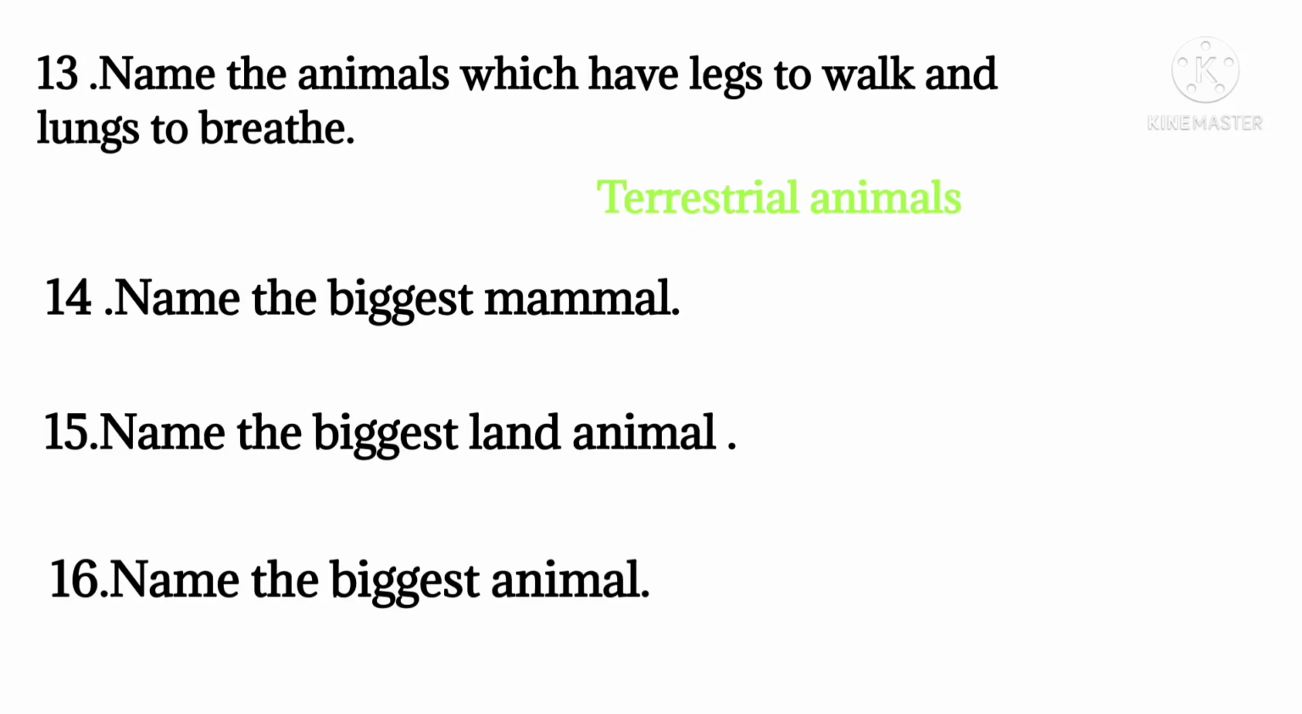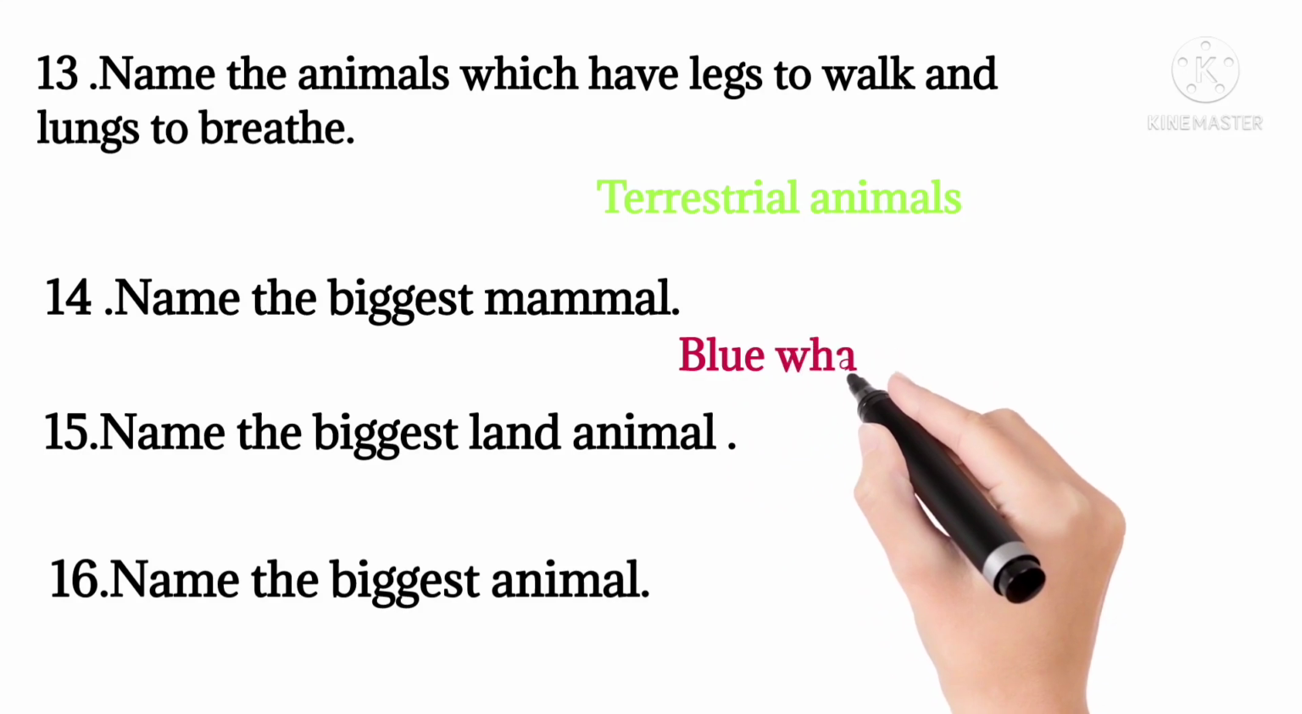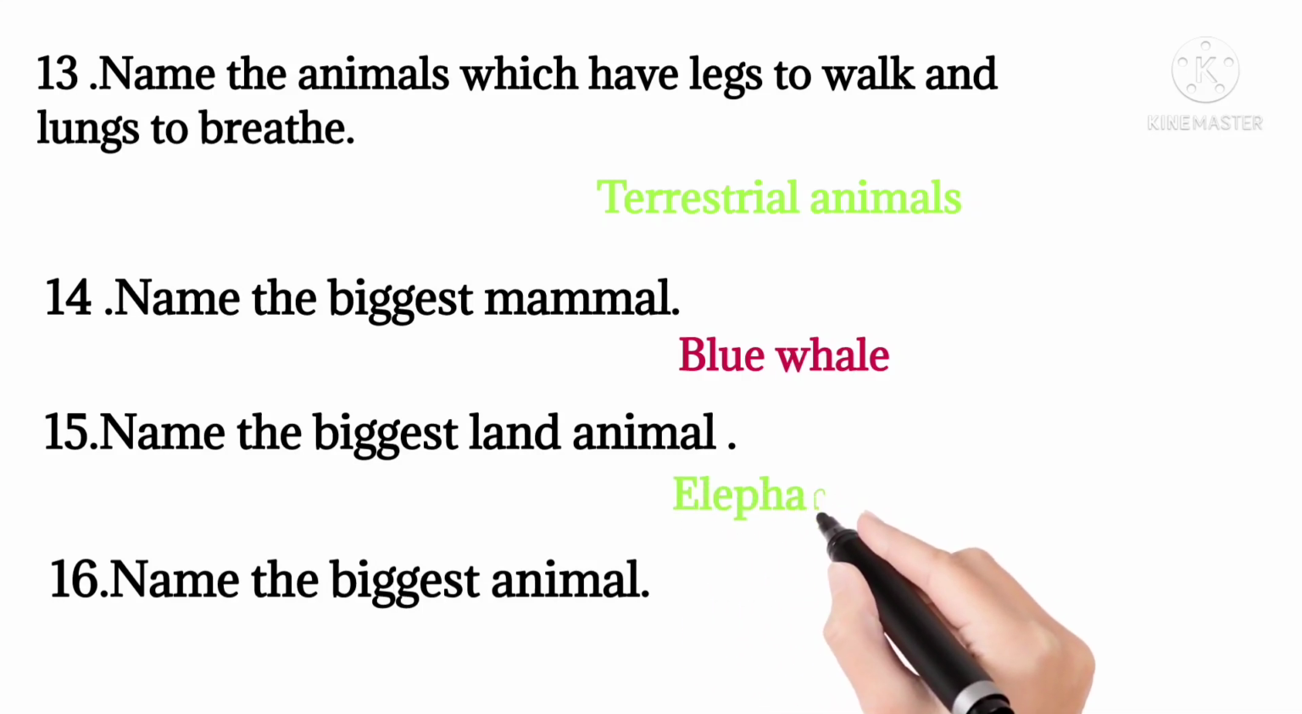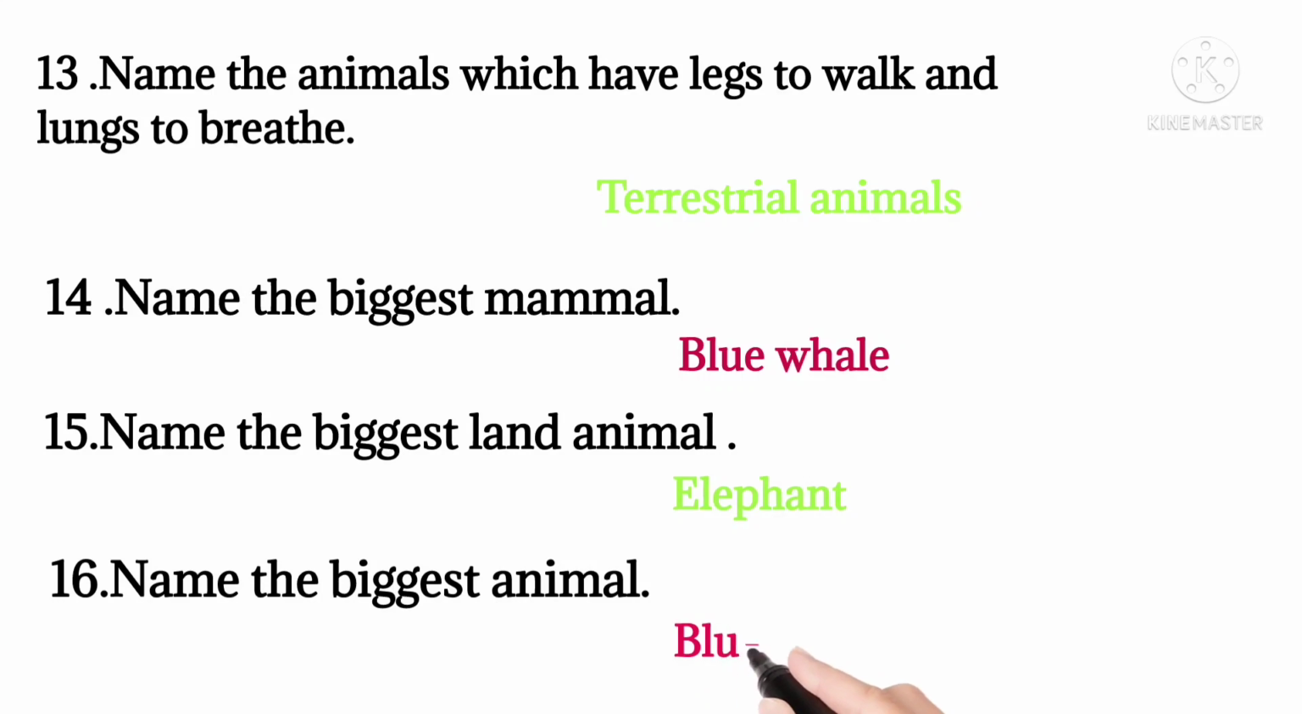14. Name the biggest mammal, that is blue whale. Blue whale is an aquatic animal also. 15. Name the biggest land animal, that is elephant. 16. Name the biggest animal in the world, that is blue whale. 17. Name a mammal which can fly, that is bat.